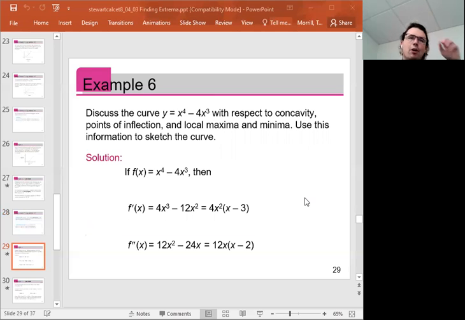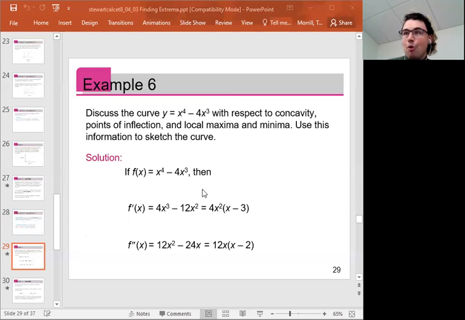Let's actually work on a problem now. So here I've got y equals x to the power 4 minus 4x cubed. So let's figure out concavity. Let's figure out where it has inflection points, and let's find its local extrema. So the local maxima and the local minima. I'm not the only one who knows Latin.